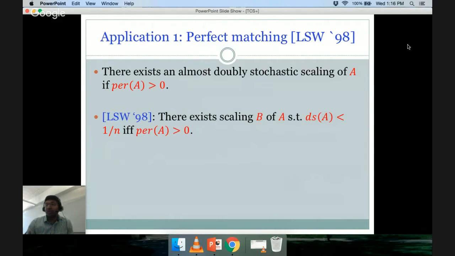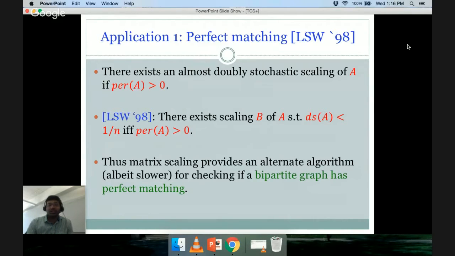So by running this scaling algorithm, you can check whether the permanent of A is greater than 0 or not, which is actually just checking whether a bipartite graph with adjacency matrix A has a perfect matching or not. So this gives a very different algorithm for checking if a bipartite graph has a perfect matching. You start with the adjacency matrix A of the graph, and you do scaling.